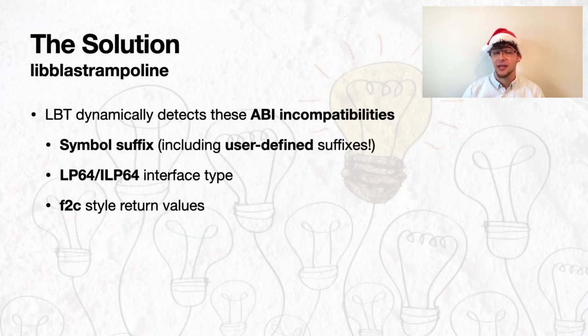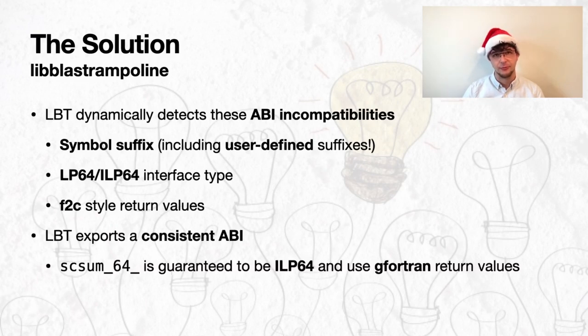Libblastrampoline is going to dynamically detect all of the ABI compatibilities that we've listed so far, and it's going to export a consistent ABI. So if you're C code and you're linking against Libblastrampoline to provide your BLAS functions, you will be guaranteed that SCSUM64 is going to be 64-bit index and use GFORTRAN return values for its float and complex returns.